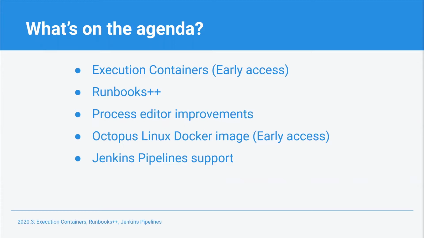Then Ryan's going to take a look at Runbooks++. So this is building on customer feedback we've had from our excellent operations Runbooks, and just really nice improvements we've got there. And as part of that, he's going to look at the process editor improvements we've got. Then it's going to go back to me again with another early access feature, which is the Octopus Linux Docker image. So the ability to run the Octopus server within a Linux Docker image container. And then I'll hand back to Ryan, where he'll take a look at the Jenkins pipeline support that's been added.